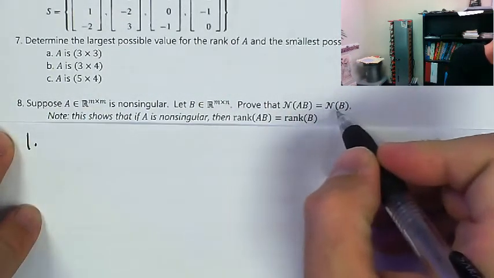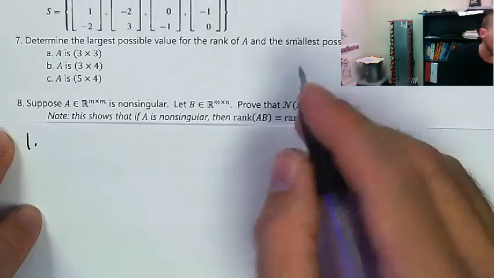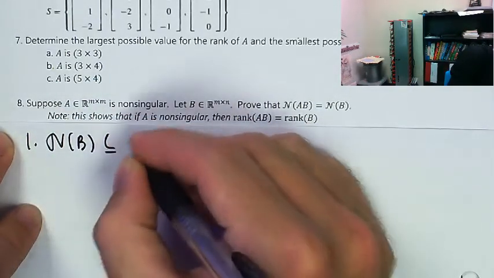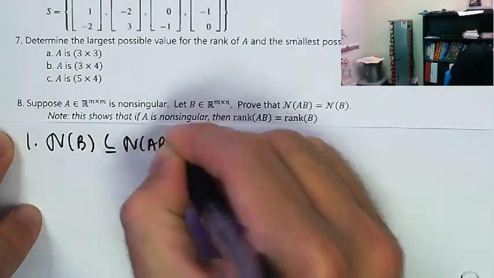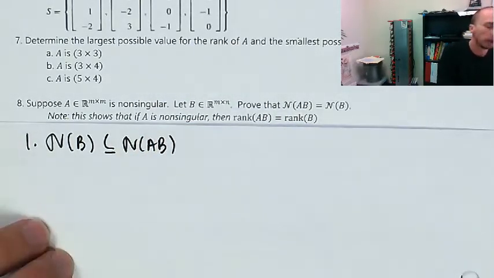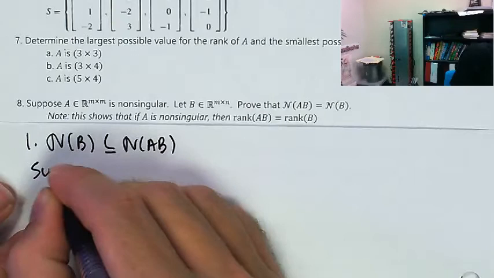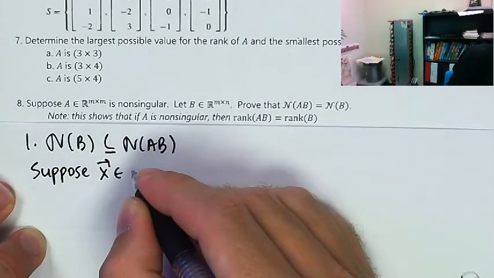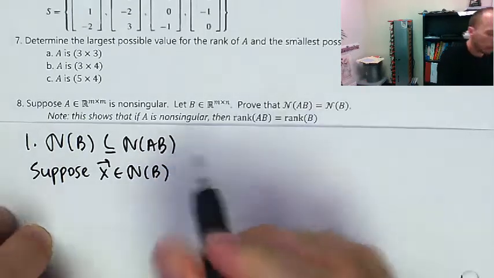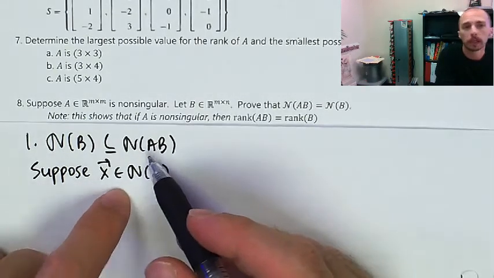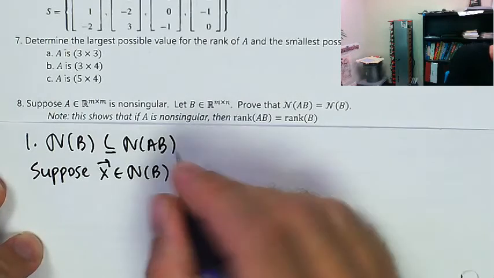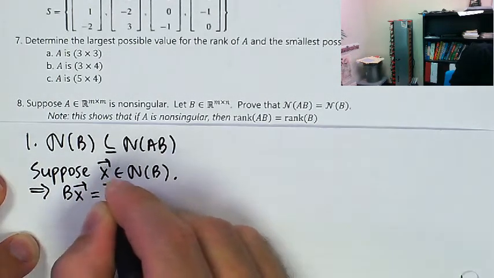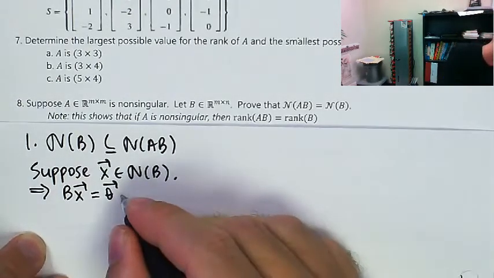First step, which one do I want to do first? I think the null space of B is contained within the null space of A times B. How we do that is we say, suppose vector x is in the null space of B, and then we're going to show that it's in the null space of AB. That means that Bx equals the 0 vector. That's what it means to be in the null space.